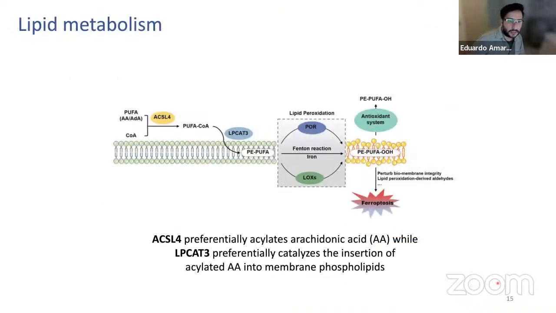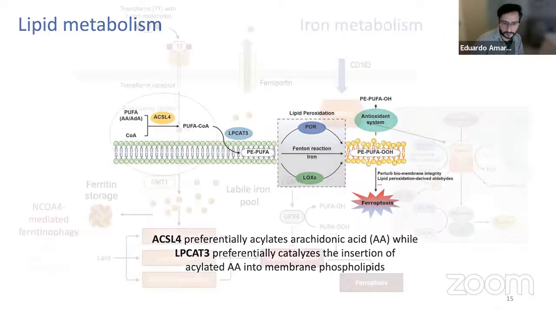So basically, in lipid metabolism, ACSL4 is important for activating polyunsaturated fatty acid, generating this PUFA-CoA, and LPCAT3 is important for the insertion of this PUFA into the membrane. And this PUFA now will be a substrate for lipid peroxidation in the case of the Fenton reaction, and also for lipoxygenase. And that's how the cell lipids get oxidized and cells will die through ferroptosis.